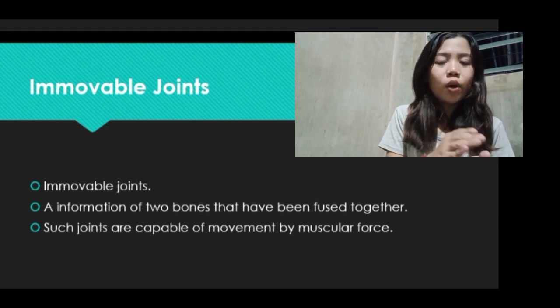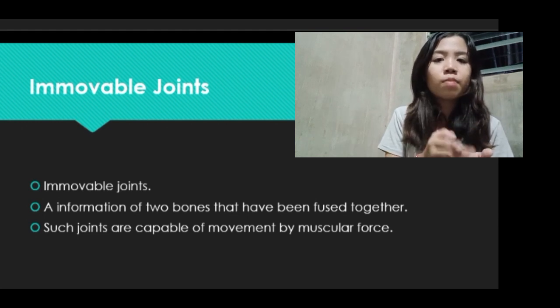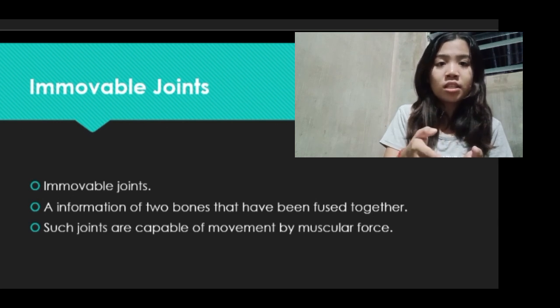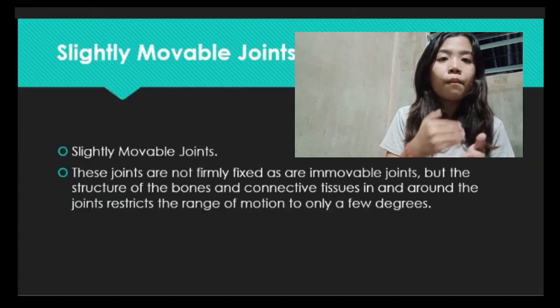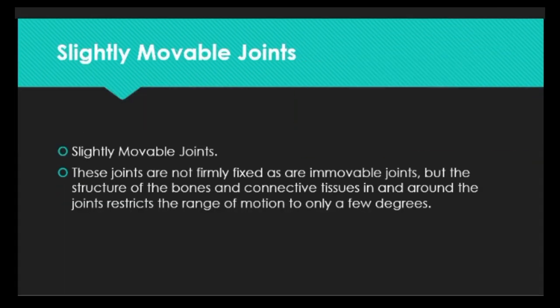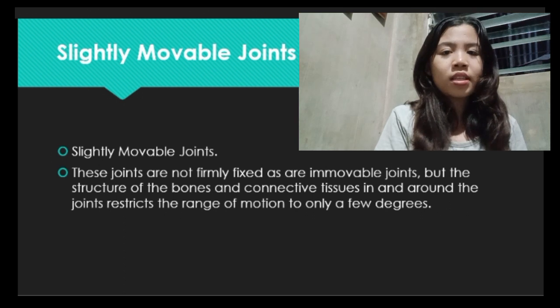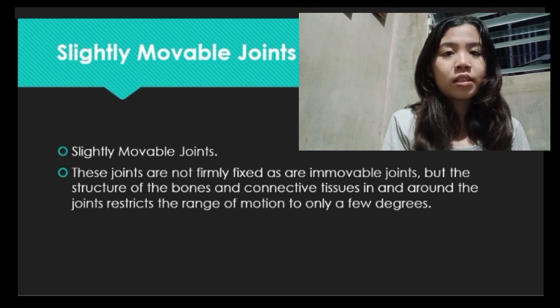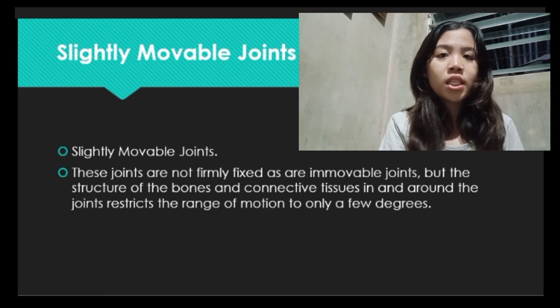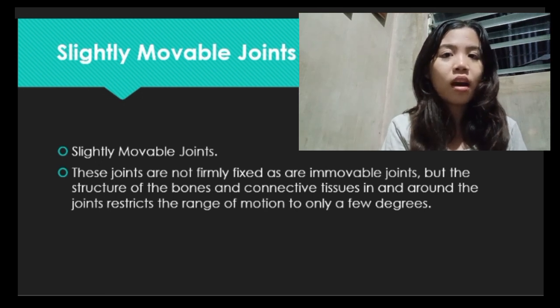Meanwhile, these joints are described as immovable. It is important to understand that they can still respond to forces and pressures even if they don't allow for voluntary movement. Slightly movable joints. These joints are not firmly fixed as are immovable joints, but the structure of the bones and connective tissues around the joints restricts the range of motion to only a few degrees.